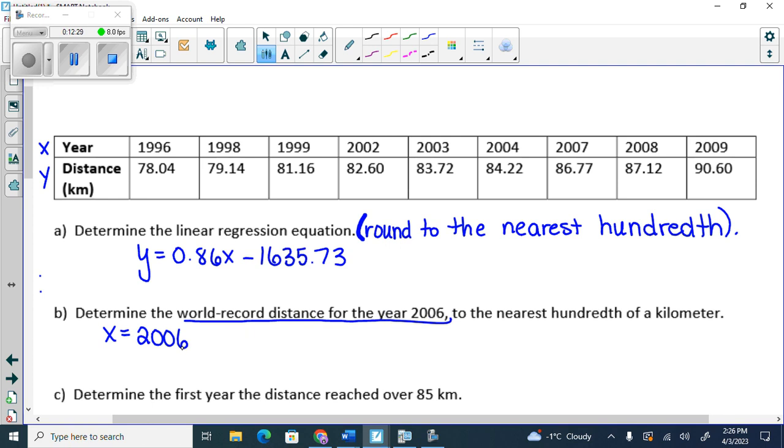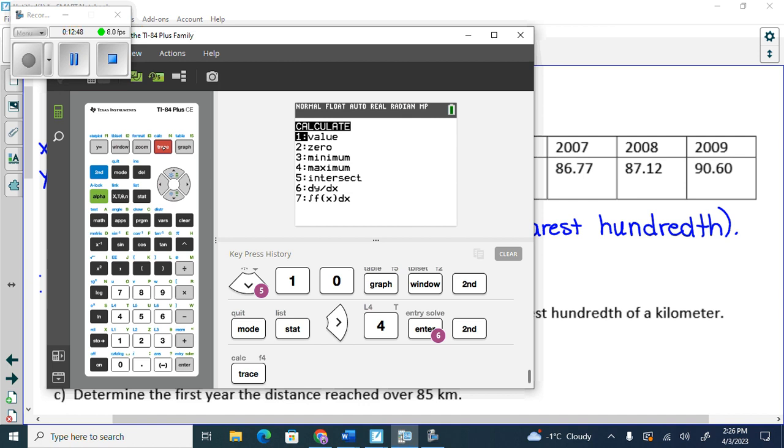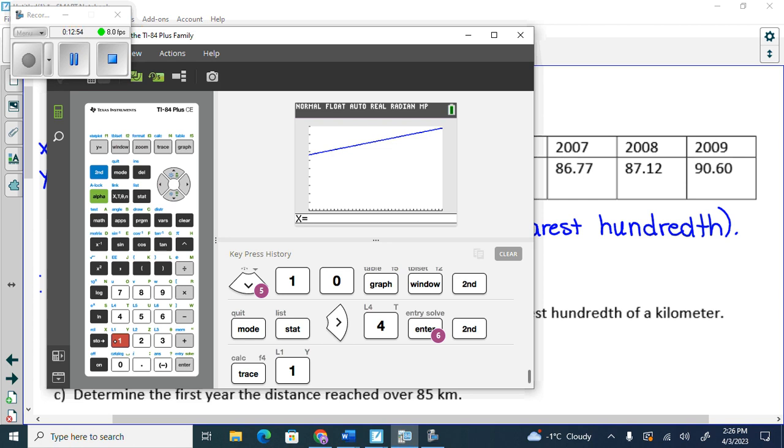So how do we do that? Whenever we know X and need Y, we go second trace. And the reason why we press second trace, what word's behind trace? Calc. Every time you press second, you're getting the word behind it. So I'm trying to calculate something here, right? So go second, calc. And then here it says number 1. That's where we put X's. So if we know X's, we go second, trace number 1, and then X equals, and you just put what X equals. Now, we're trying to put in 2006.